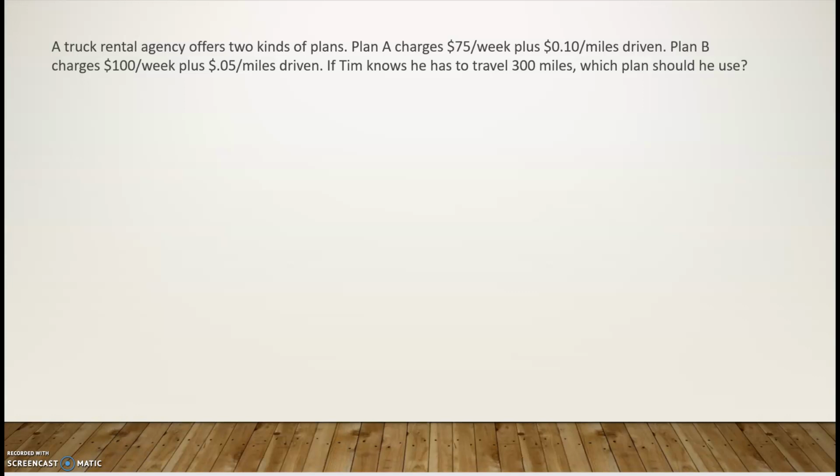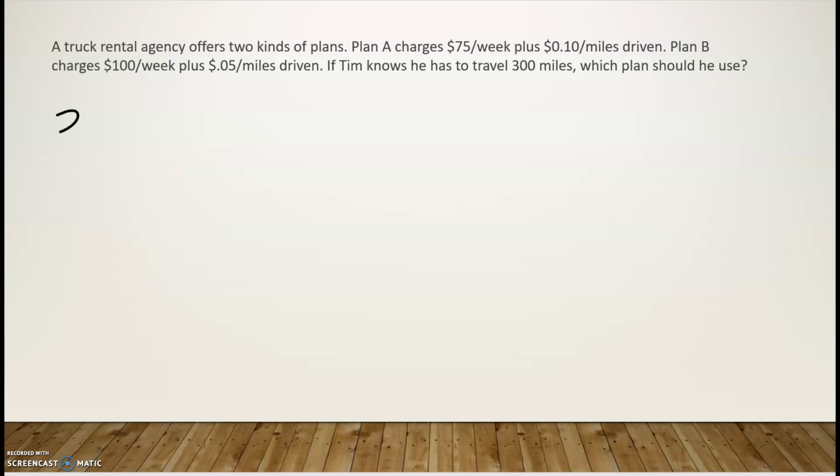Okay, a truck rental agency offers 2 kinds of plans. Plan A charges $75 per week plus 10 cents per mile driven. Plan B charges $100 per week plus 5 cents per mile driven. If Tim knows he has to travel 300 miles, which plan should he use?